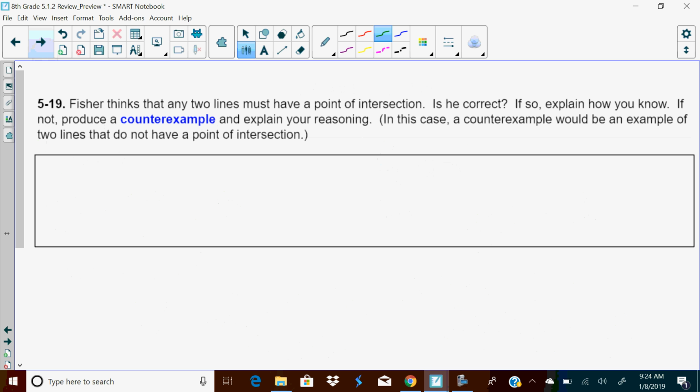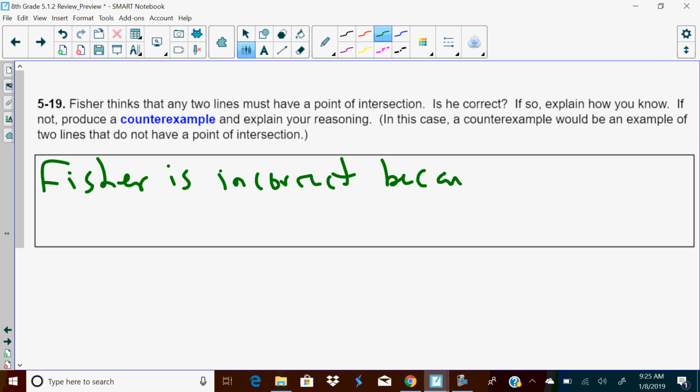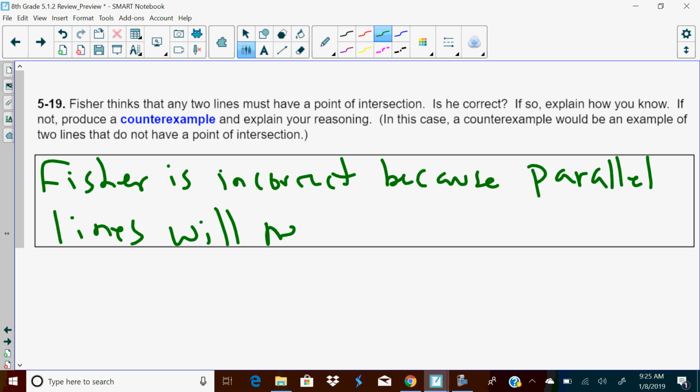Problem 19, it says Fisher thinks that any two lines must have a point of intersection. Is he correct? If so, explain how you know. If not, produce a counterexample and explain your reasoning. So the answer is Fisher is wrong, because parallel lines will never touch or never cross.